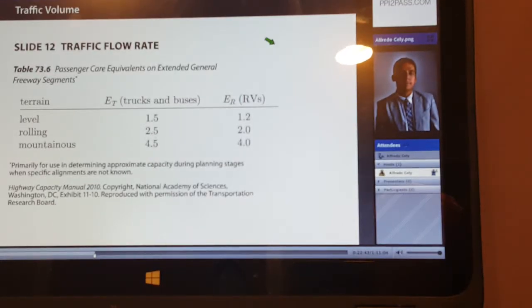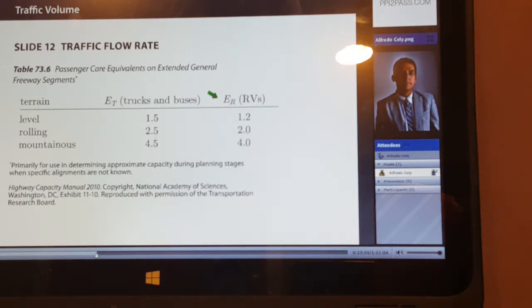So trucks and buses on a level highway will be about 1.5 passenger cars. Trucks and buses on a mountainous highway, a highway that has steep grades, will be about 4.5 passenger cars. And this is represented by your equivalent truck factor.